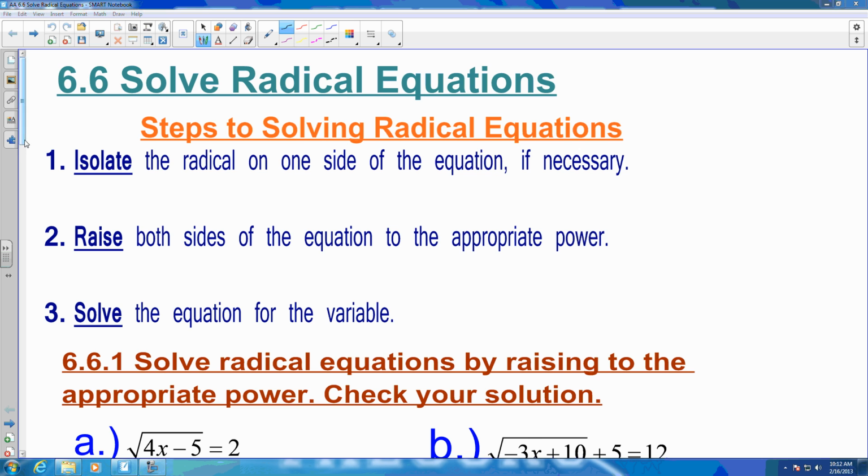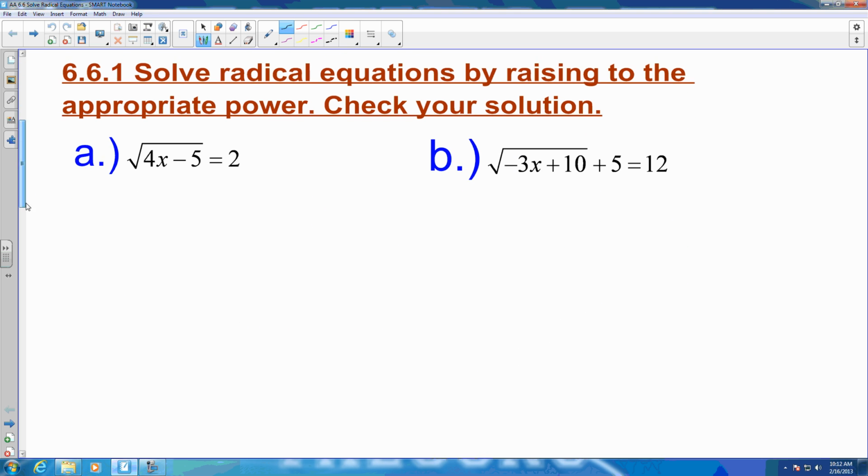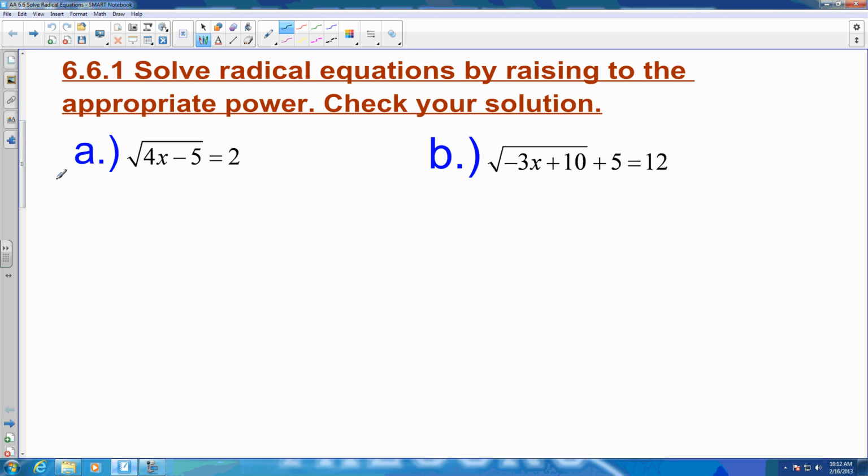So if we look at our examples here, I want to solve for the radical of the equation by raising it to the appropriate power and then checking for the solutions. So first off, in example A, I have the square root of 4x minus 5 equaling 2. Here, my square root is isolated, so that's step 1. Second step is to raise it to the appropriate power.